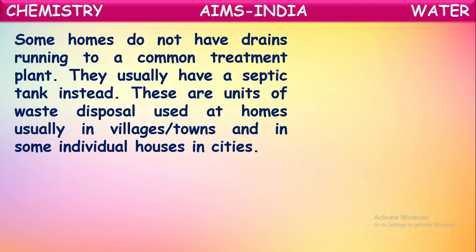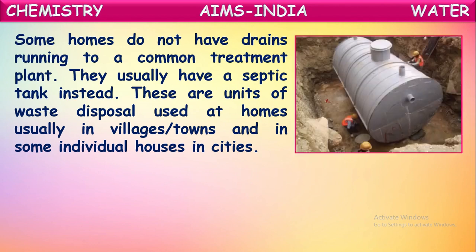Some homes do not have drains running to a common treatment plant. Then they use septic tanks. What happens? In some homes there will be no drainage system properly. Then they use these septic tanks. These are units of waste disposal used at homes, usually in villages, towns, and in some individual houses in cities also. We say this as a septic tank, which is used for collecting waste materials, waste disposal, where there are no proper drainage systems in those areas.